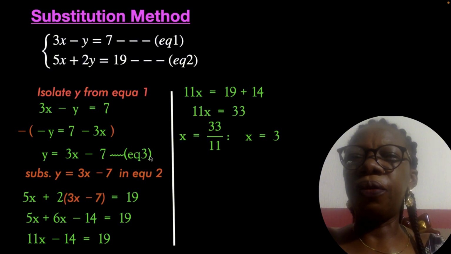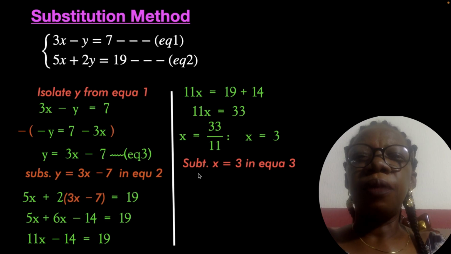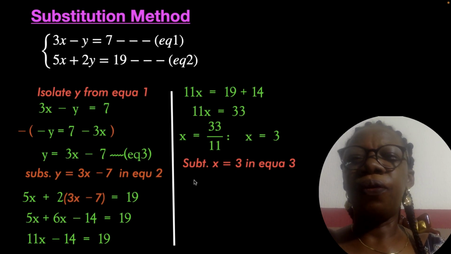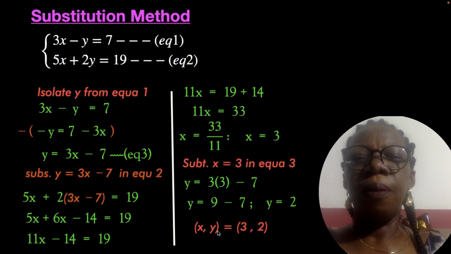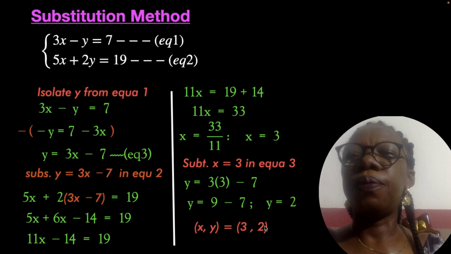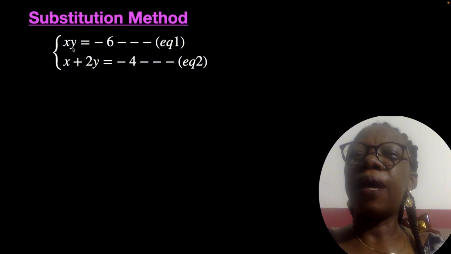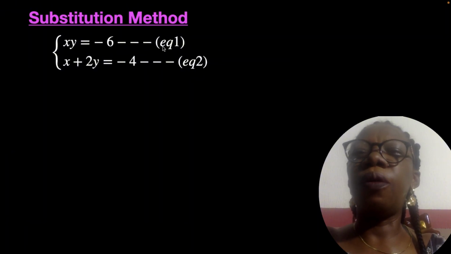Remember our equation 3: y equal to 3x minus 7. So substitute x is equal to 3 in equation 3. So we have y equal to 3 times 3 minus 7. So y is equal to 9 minus 7, and y is equal to 2. Therefore, the value of x, y in these equations is, when x is 3, y is equal to 2.